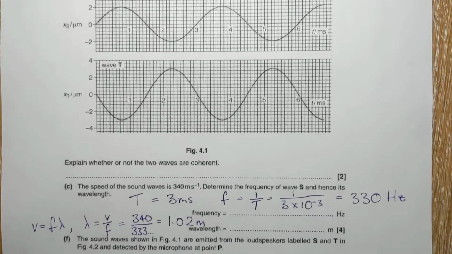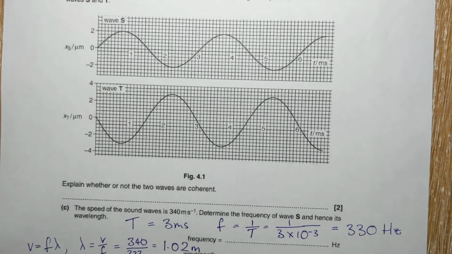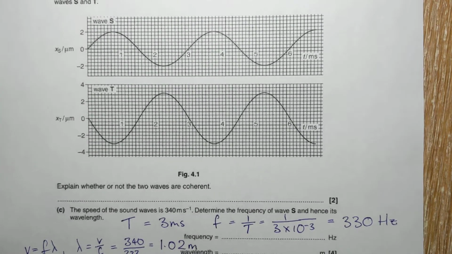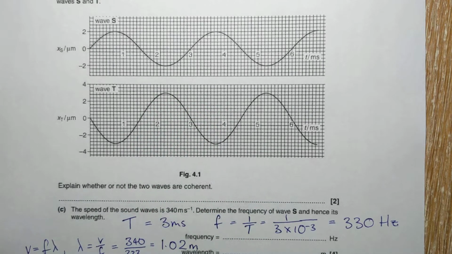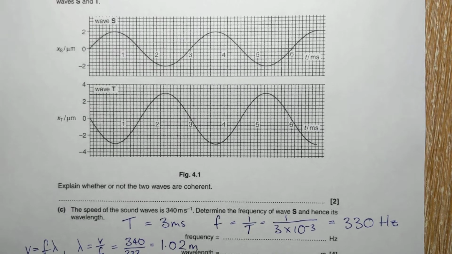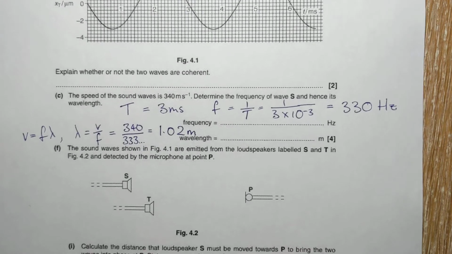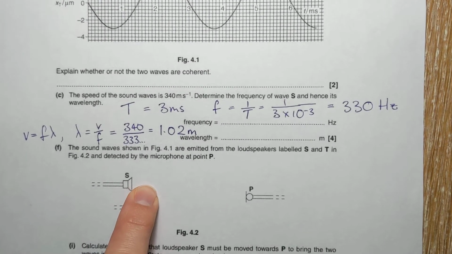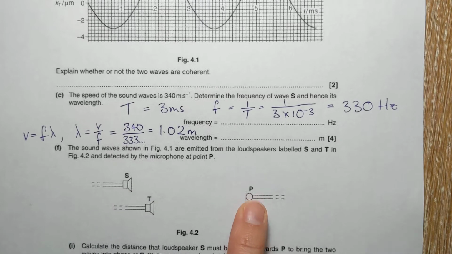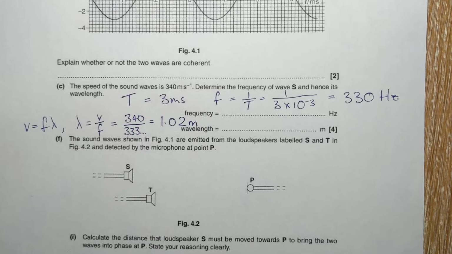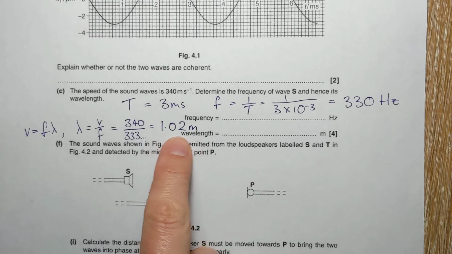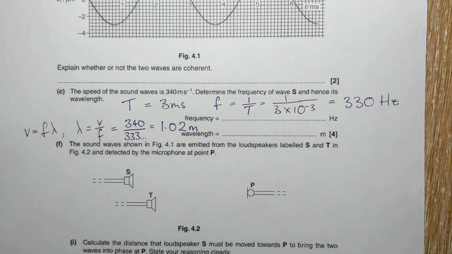Okay, so we said that our waves currently, as they are at the moment, are arriving at P and they're exactly half a wavelength out. So that's a phase difference of pi radians. That means that if they're half a wavelength out, we need to move S half a wavelength forwards and then they'll arrive exactly in phase. So the first mark here is for saying we need to move it half a wavelength forwards, and the second one is for dividing this number by 2 to get the distance itself.